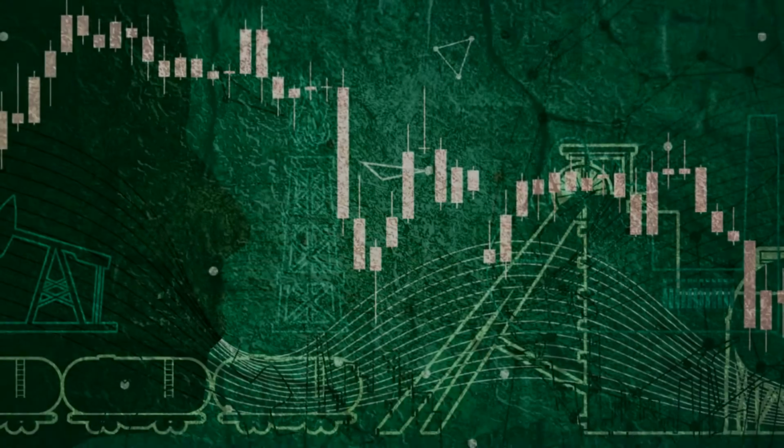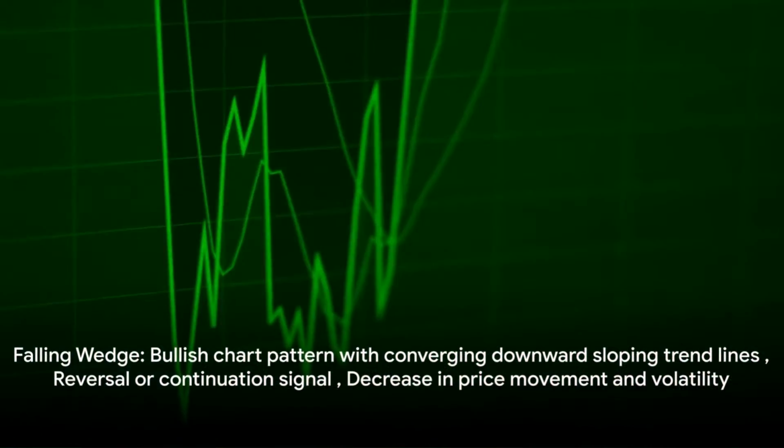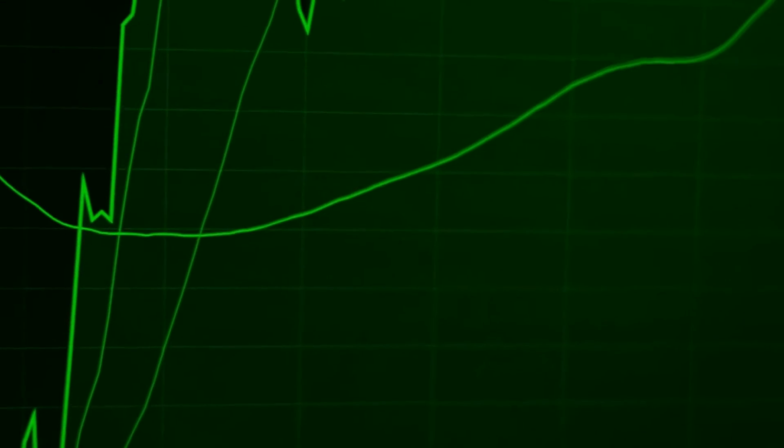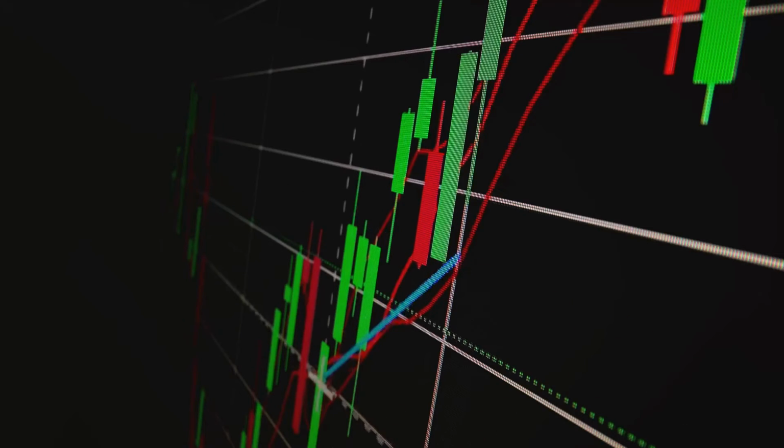Happy trading! Now let's shift our focus to the falling wedge. This is a bullish chart pattern, the mirror image of its bearish counterpart, the rising wedge. The falling wedge is characterized by two converging trend lines, both sloping downward. The top line, or resistance, is steeper than the bottom line, or support.